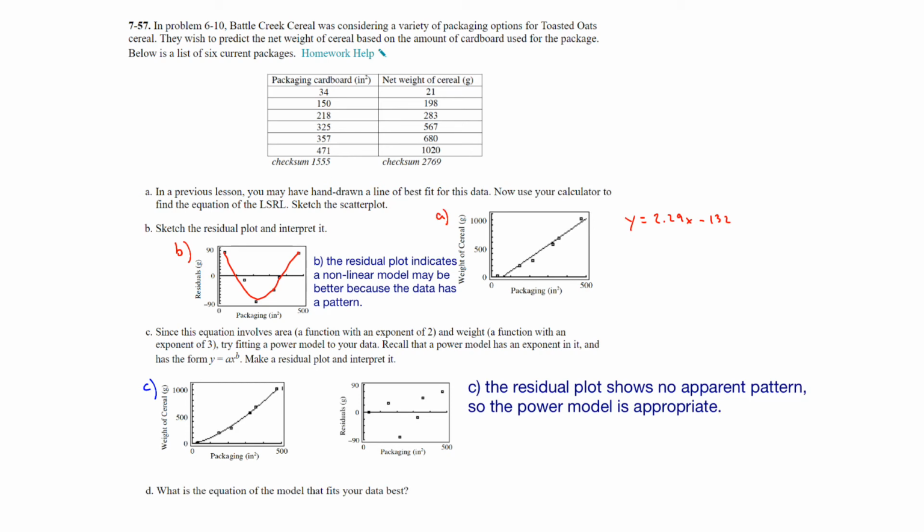On part D, it says, what is the equation of the model that fits your data best? Once again, this is what you would be pulling from your calculator when you calculated the regression with the power model. So we would get y equals 0.118 x raised to 1.467. And that finishes up question 57.